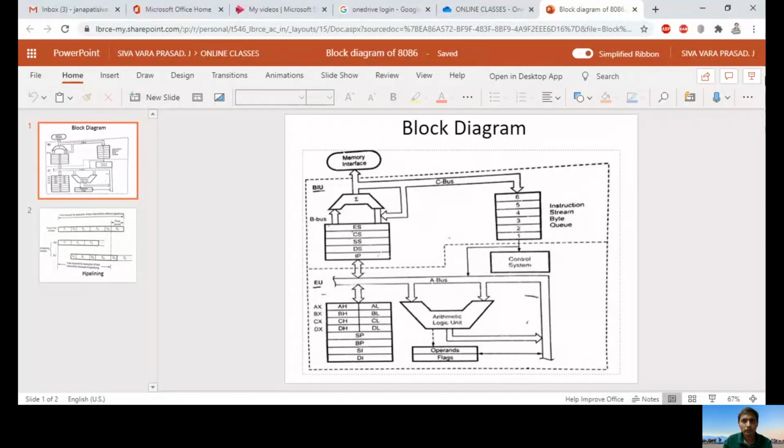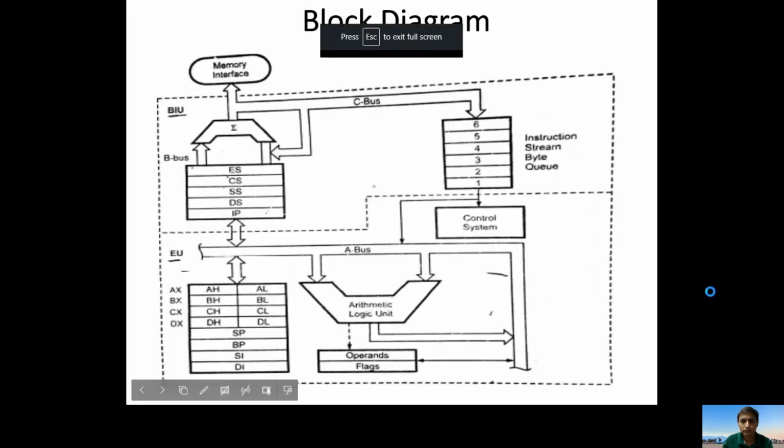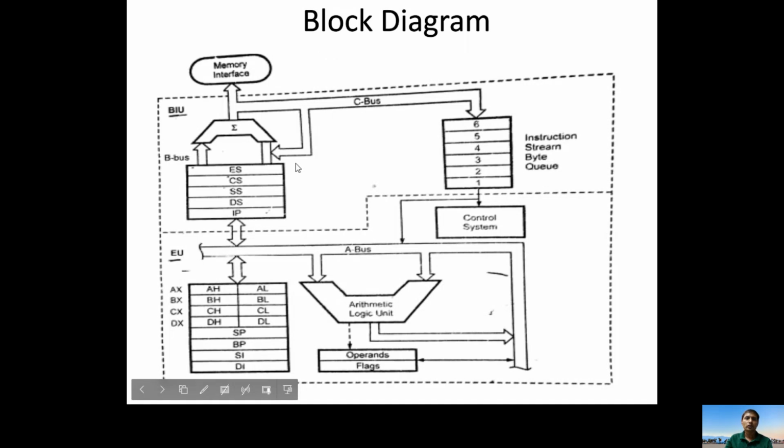Hi friends, today I will give you a brief idea about the block diagram of 8086, also called the architecture of 8086. In the previous video I briefly covered the various properties of 8086. Let us see the block diagram of 8086 once. This is the block diagram of 8086.